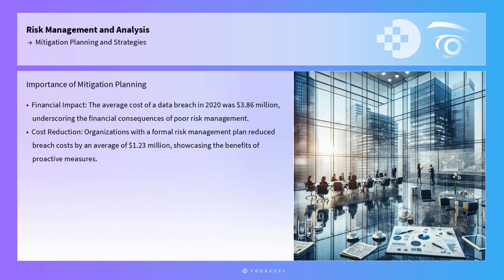Statistics highlight the importance of effective mitigation planning. According to a study by the Ponemon Institute, the average cost of a data breach in 2020 was $3.86 million, emphasizing the financial impact of inadequate risk management. Organizations that had a formal risk management and mitigation plan in place reduced the cost of breaches by an average of $1.23 million, demonstrating the tangible benefits of proactive risk management.